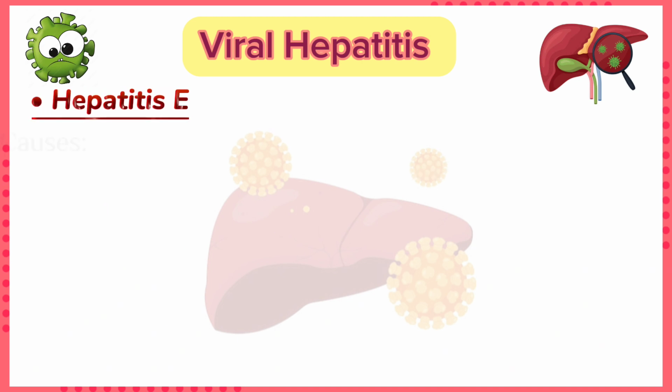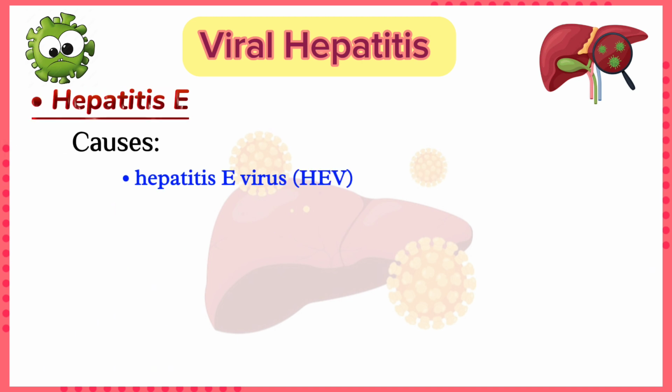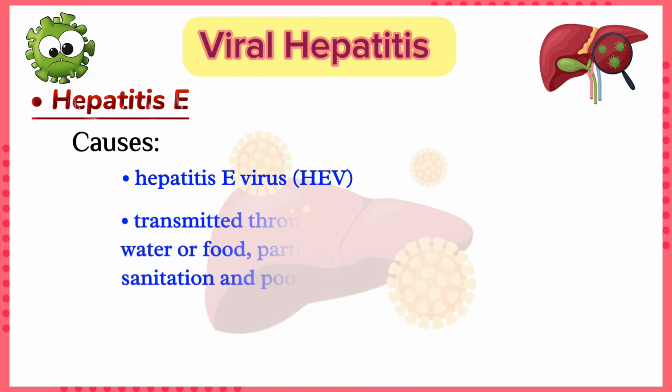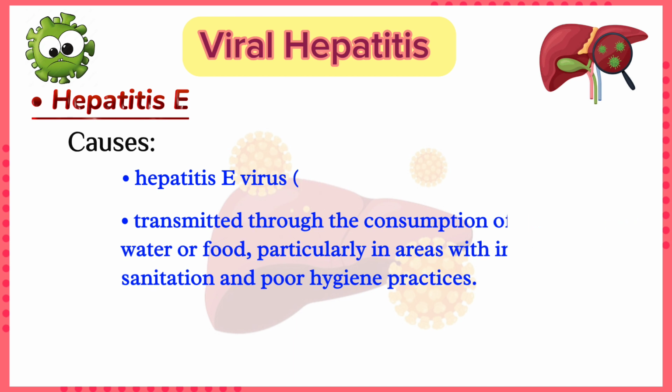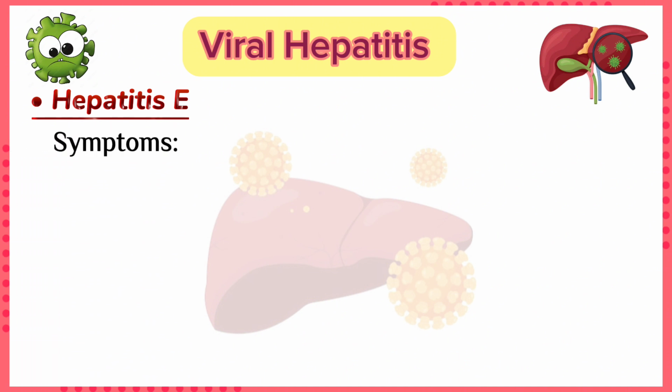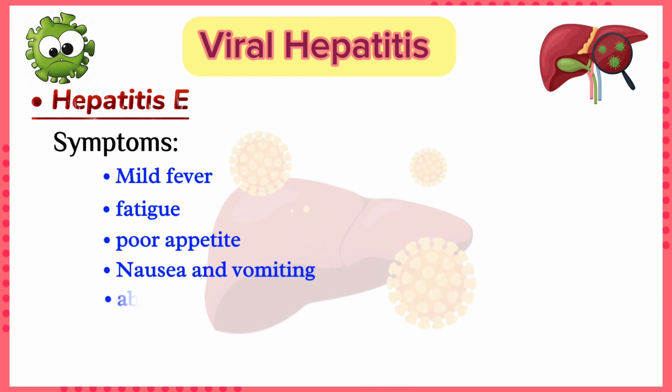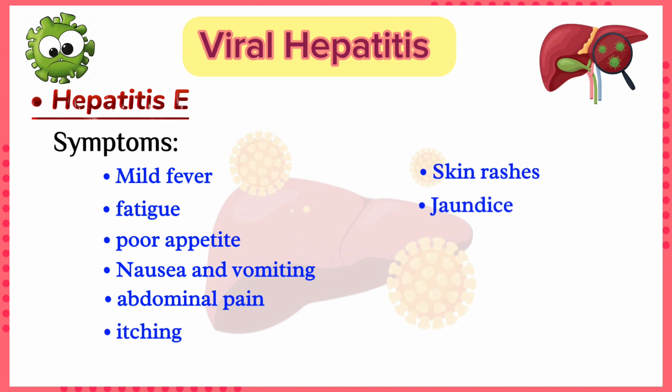Hepatitis E. It is caused by the hepatitis E virus. Like hepatitis A, it is primarily transmitted through the consumption of contaminated water or food, particularly in areas with inadequate sanitation and poor hygiene practices. Some of the common symptoms of hepatitis E virus include mild fever, feeling tired all the time, poor appetite, nausea and vomiting, abdominal pain, itching, skin rashes, jaundice, joint pain, and enlarged liver.